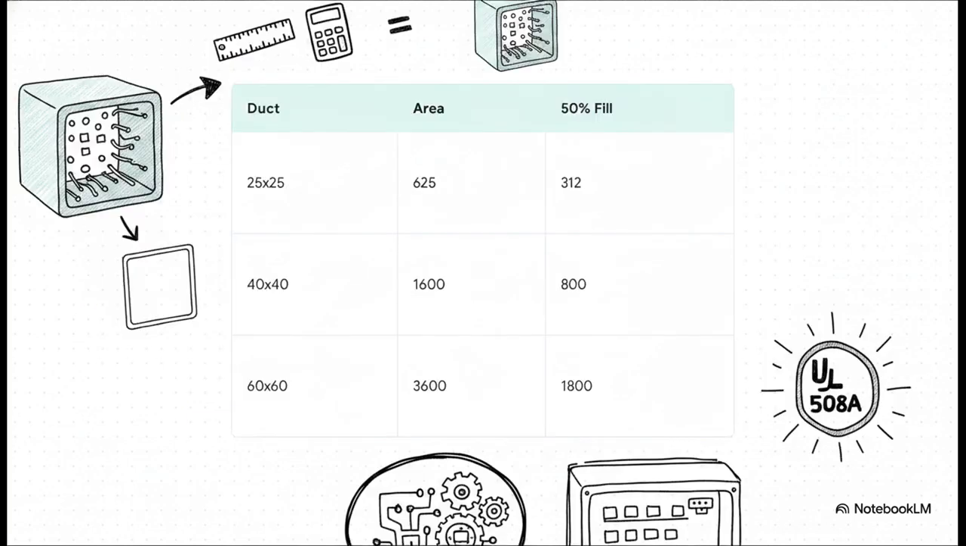Here's exactly how builders budget their space to satisfy those UL 508 expectations. You take your duct size, calculate the total internal cross-section area in square millimeters, and literally just cut it in half. For instance, a 60 by 60 millimeter duct gives you 3,600 square millimeters of area. That means your target budget for wires is strictly 1,800 square millimeters. You just sum the cross-sectional area of every single conductor sharing that channel to make sure it stays under that limit.